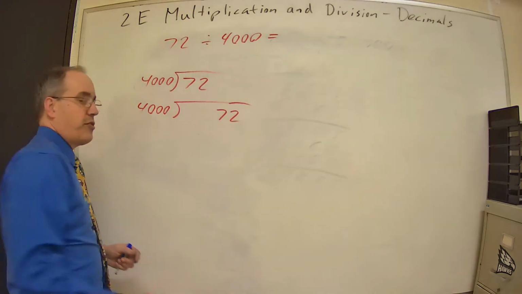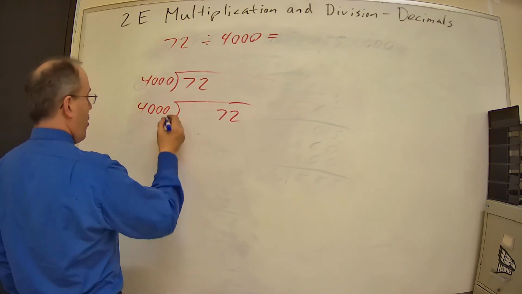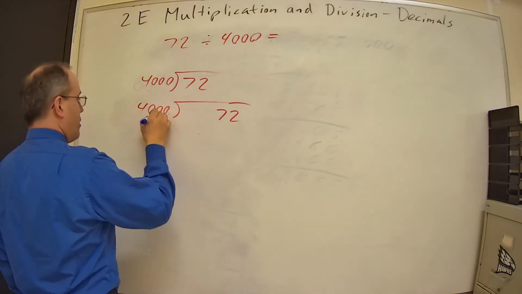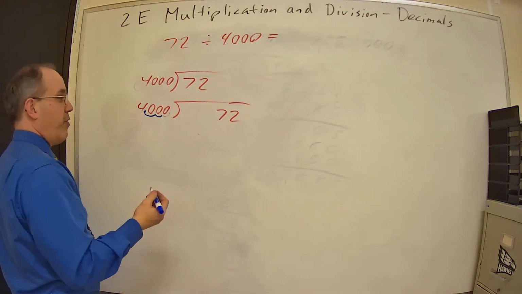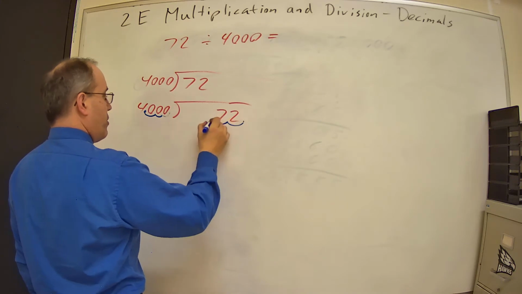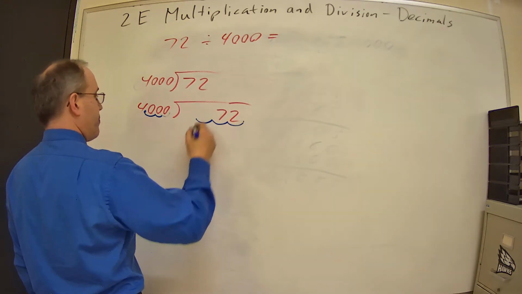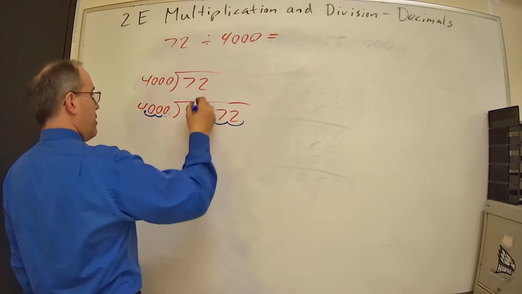Just giving myself some extra playroom, because what I'm going to do now is go 1, 2, 3. Now I'm dividing by 4. Here's the decimal point, right? I'm going to go 1, 2, 3. And so now my decimal point is here.